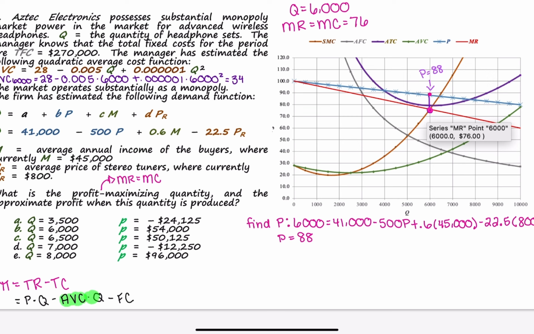So for our average variable cost at 2,000, we're just going to substitute 2,000 in for Q and Q squared. And we are going to get 28 minus 0.005 times 2,000 plus 0.000001 times 2,000 squared.